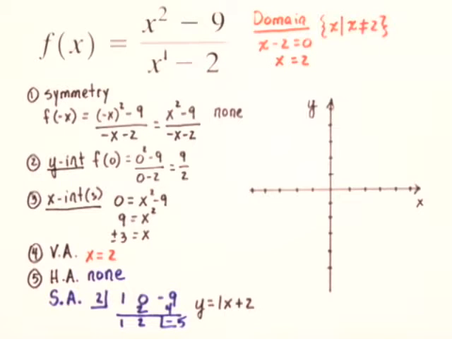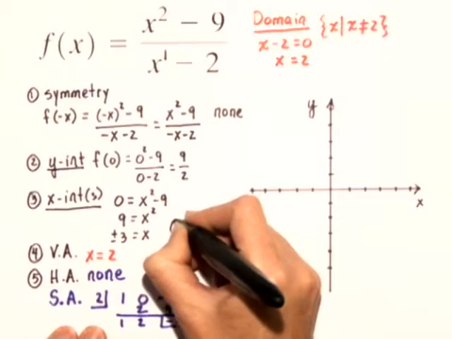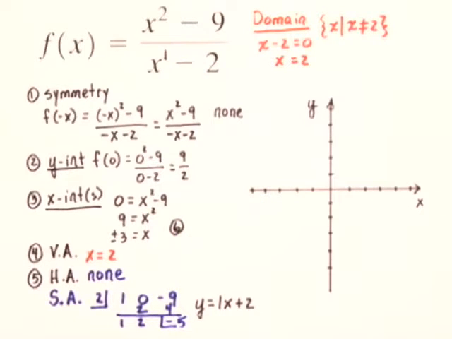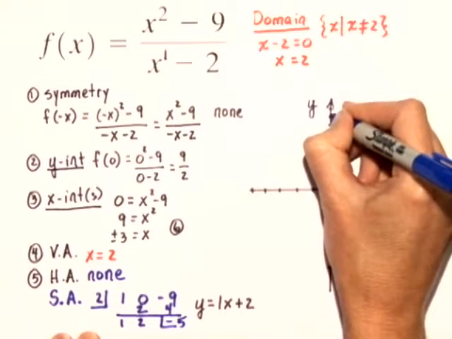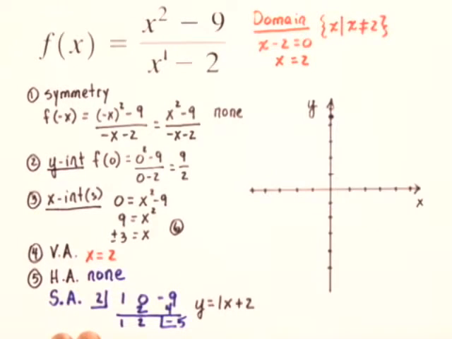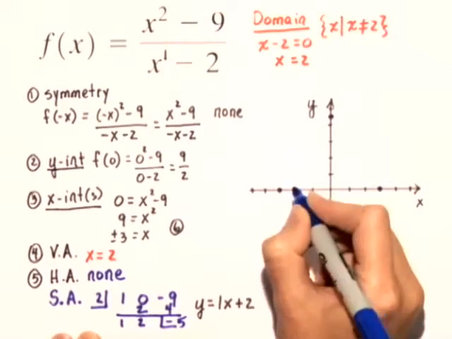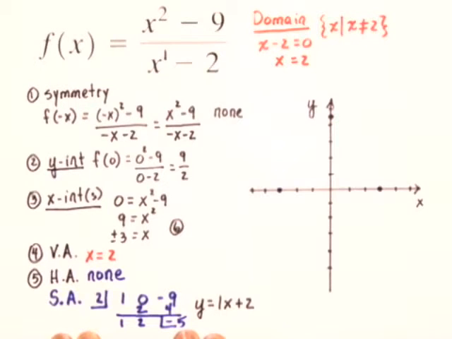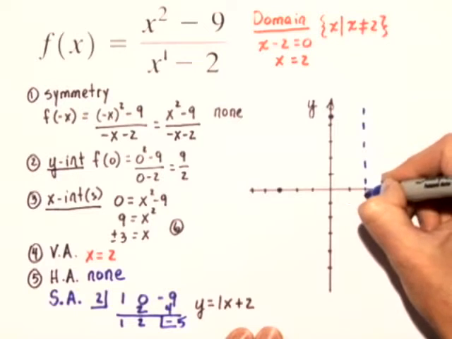Now the very last step that we need to do here is step 6, and we need to come up with a couple of points to help us complete our sketch. Before I go to step 6, I'm going to use the other information I have to help me. So we do have a y-intercept of 9/2. That's 4.5. We also have two x-intercepts, one at positive 3 and one at negative 3. And then we have a vertical asymptote, x equals 2. So let's sketch that in.